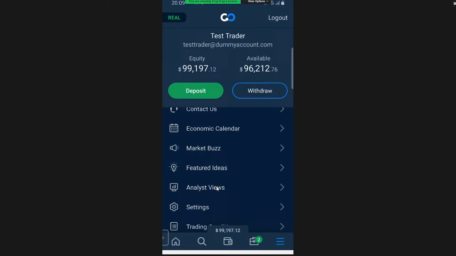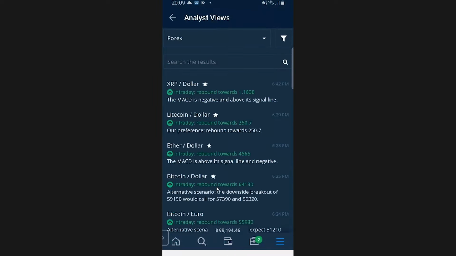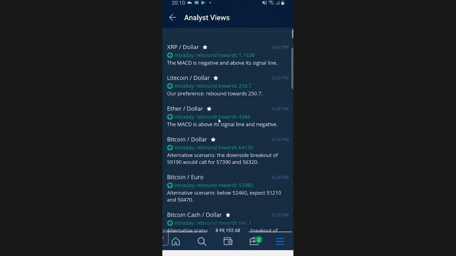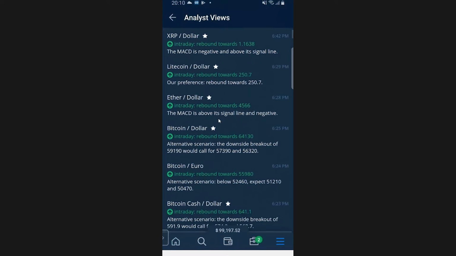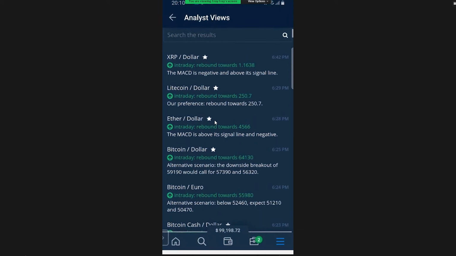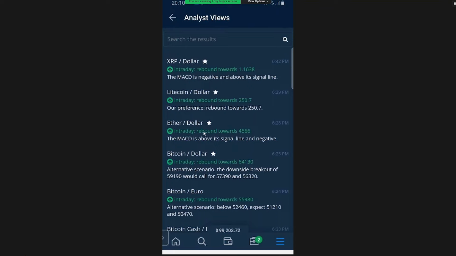And if I go ahead and tap on analyst views, it'll bring up free technical analysis signals coming in for both cryptocurrencies and your standard currency pairings. And so as we scroll down, we can see some cryptocurrency predictions. They're saying rebound movements. Why are they talking about rebound movements for Litecoin, for Ether, for Bitcoin, and they're saying up? Well, because there was a big crash today.